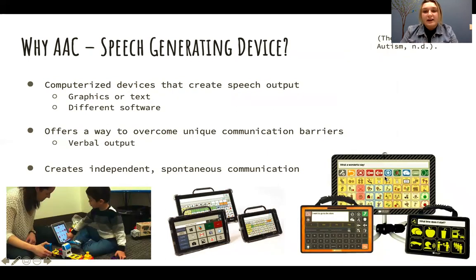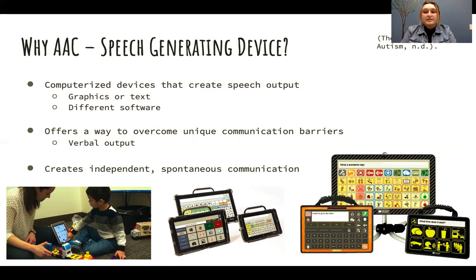And then another option for AAC is a speech generating device. And this is a computerized device that creates speech output when symbols are activated. So these symbols can have graphics on them to represent a word, so like a picture or a line drawing, or they can have individual letters and the individual can type them out to spell something. And this all depends on the type of software that is on the device. So the child will touch the symbol with the word that they're trying to say, and the device will say it for them. So on here, we can do I want more. And there are a lot of other things that you can do too. That's just a simple example.